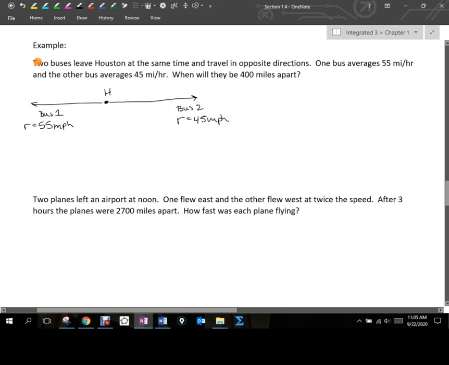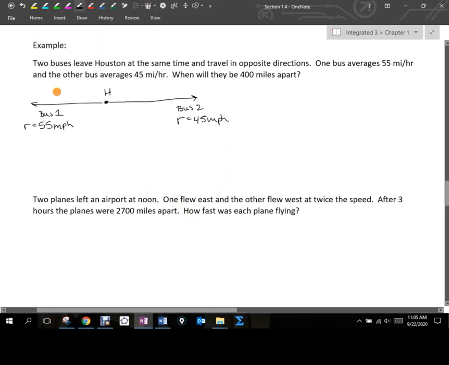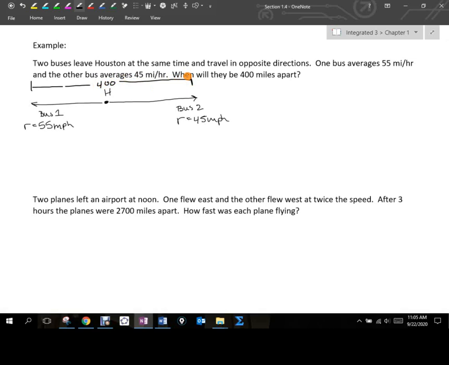Okay. The question at hand is, when will they be 400 miles apart from one another? Okay. So, right now, the question says when, right? So that's kind of our unknown. We don't know when. So I'm going to just say that the when is our variable t for time. Okay? What do you guys know about distance and rate and time?